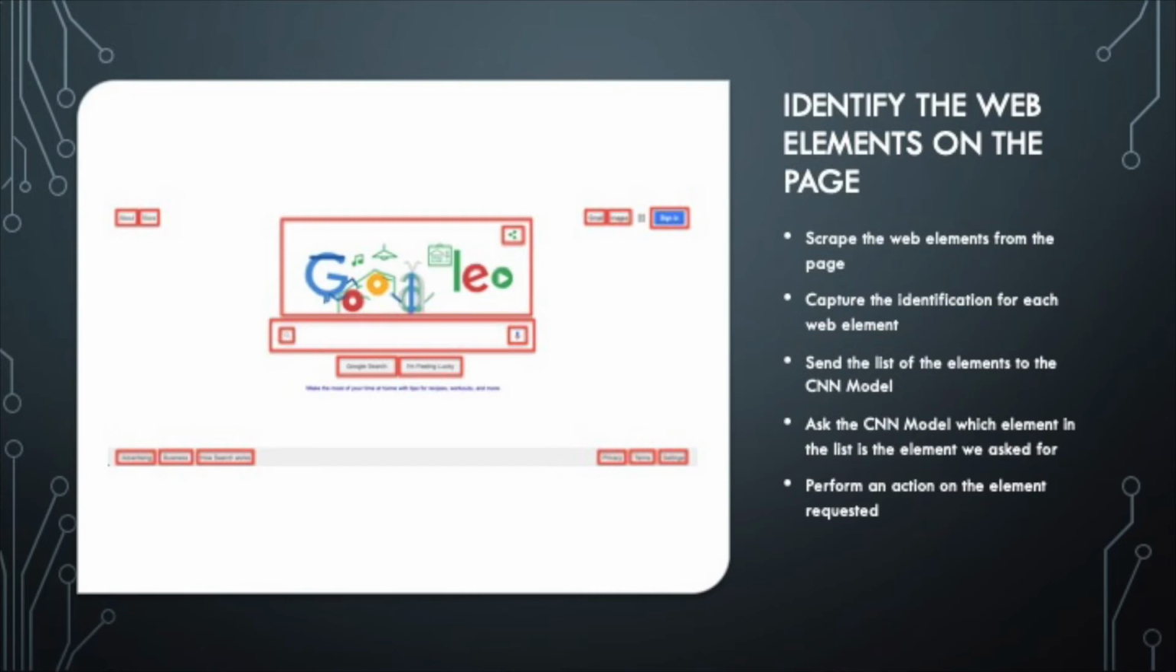So as we collect the list of images associated to the web elements, we will also collect the web elements themselves and associate them to the images. We can then send the list of the elements to the convolutional neural network. The convolutional neural network will then predict, based on the label passed, that the label matches the web element. Once the prediction is returned, we can now perform an action on the element requested.